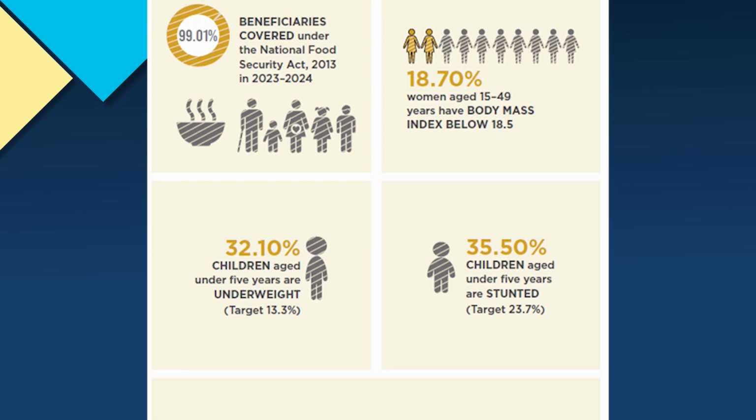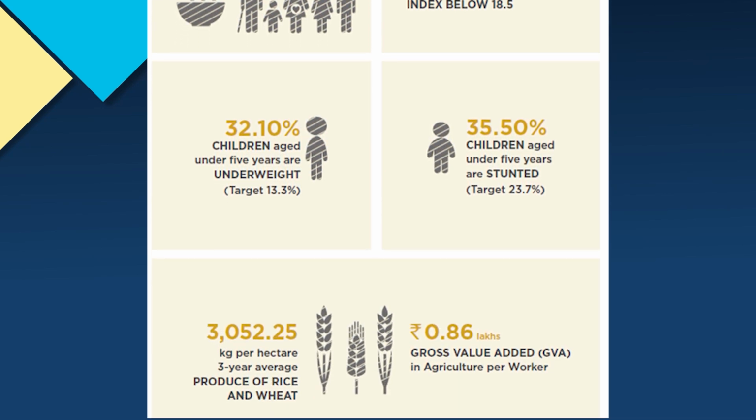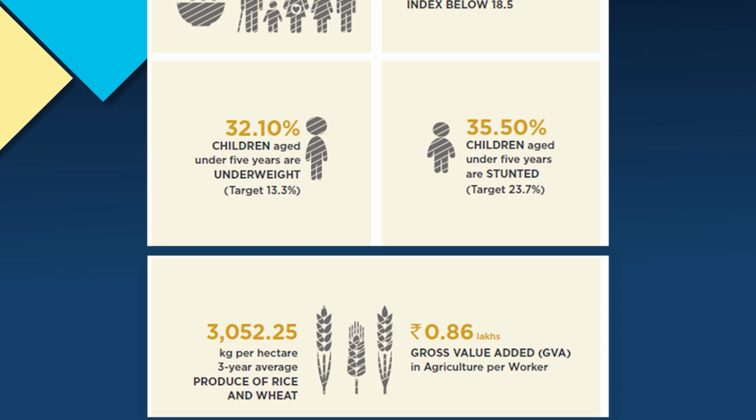At the same time, when we talk about SDG, our target for children under 5 years of age who are underweight is 13.3%, and we have 32.1%. In the same way, we have 35.5% of children under 5 years stunted. Our target is 23.7%, meaning we are going ahead of our target. When we talk about production in kg per hectare, it is around 3052.25 of rice and wheat per hectare. So we have gross value added in agriculture per worker of 0.86 lakh.